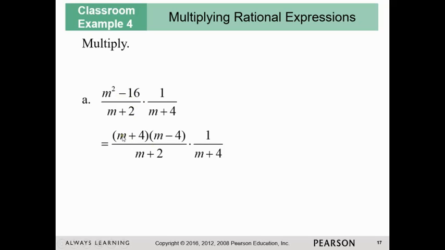We use the difference of two squares formula to factor m squared minus 16 into m plus 4 times m minus 4. Now notice what we have here. When we're multiplying these, we can consider this as one fraction bar. Since we have this m plus 4 in common, we can cancel that out. So what we're left with is m minus 4 times m over m plus 2, and it is in lowest terms now.